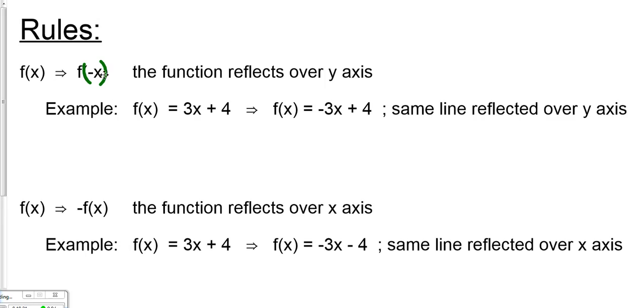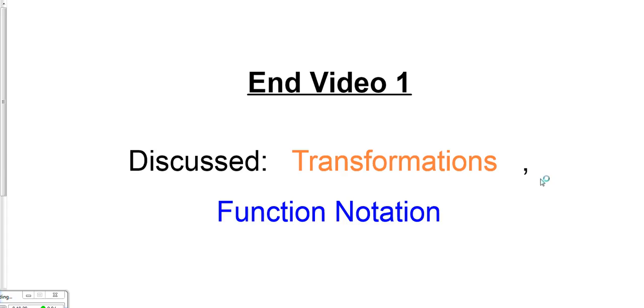So again, if it's on the inside, it's just reflecting over the y-axis. On the outside, it's reflecting over the x-axis. That'll cover video 1. We've discussed transformations and what the transformations will look like in function notation.